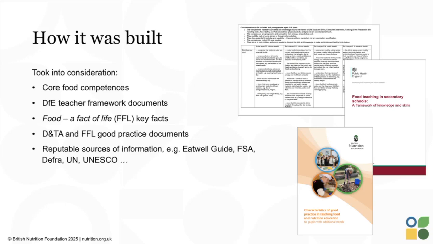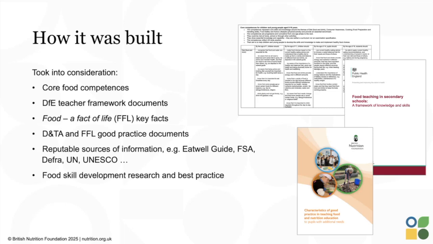And we also looked at reputable sources of information. So we had meetings with people that look after the Eat Well Guide, for example, with government. And by talking to them, we produced a simplified version, particularly at Year 3, Year 4, for example. We also took advice from the Food Standards Agency, particularly around allergens and food safety. We also looked at DEFRA data, as well as UNESCO, for example. So we were looking at reputable sources too.